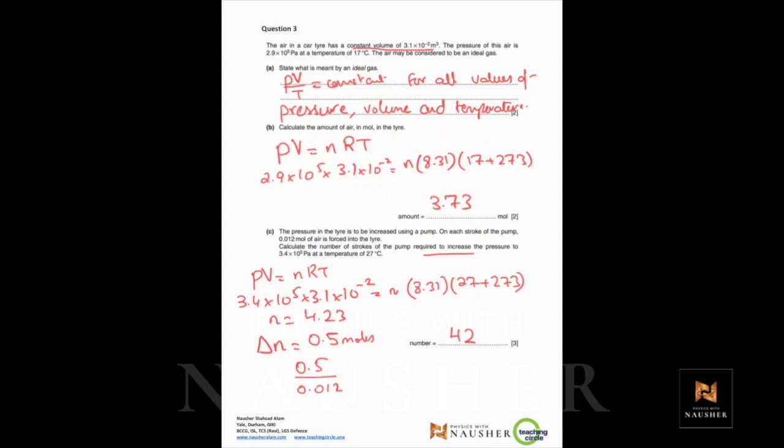So first of all, you calculate what the new number of moles is. So PV equals nRT. Pressure is 3.4 times 10 to the power 5, into the volume 3.1 times 10 to the power minus 2, equals n times R, which is 8.31, times 27 plus 273. So the number of moles is 4.23. Now, the increase in the number of moles is 0.5, and on each stroke you pump in 0.012 moles. So how many strokes do you need? Do 0.5 over 0.012, you'll get around 41.66, but 41 would be a smaller number. You would need more moles, so you round it up to 42.